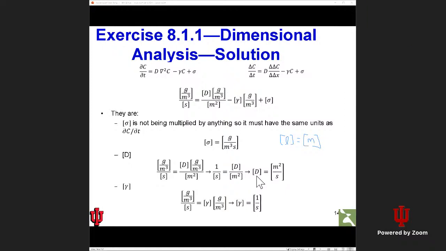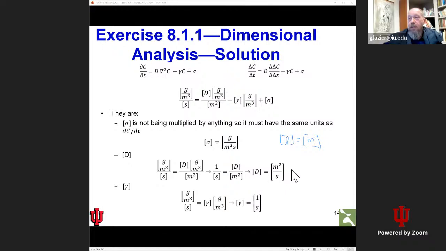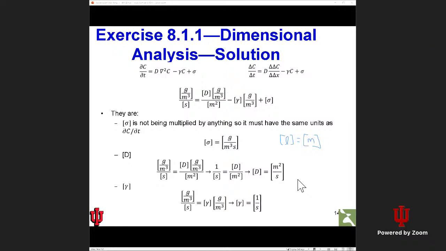So if I want to get D to give me a time, what do I have to do? I want to combine D and L to get units of time. What do I have to do? Would you square L and divide by D? That would work.